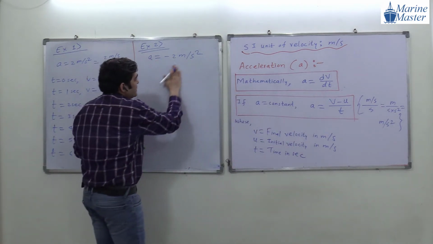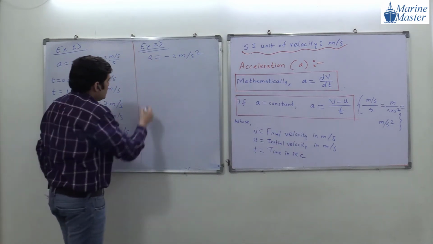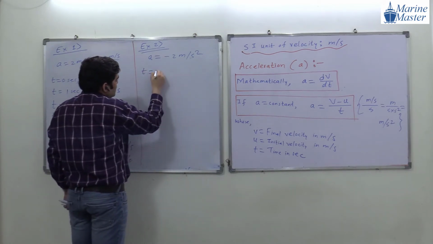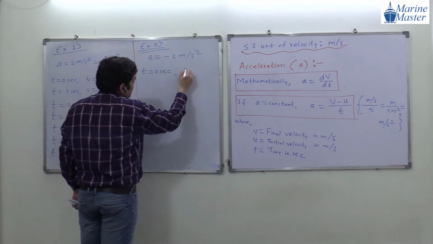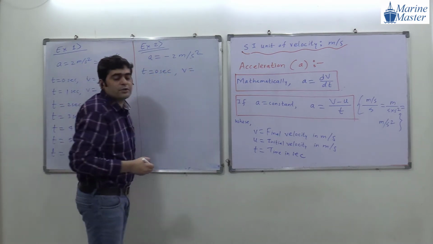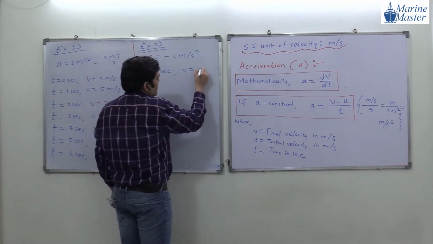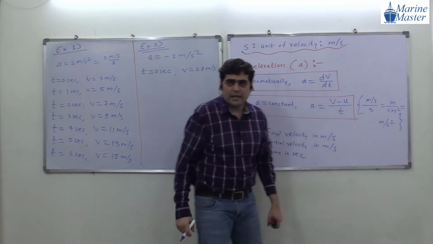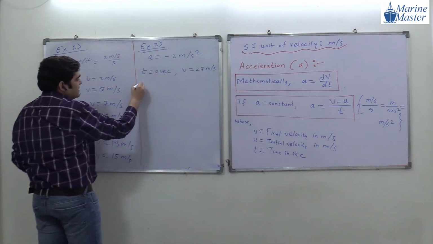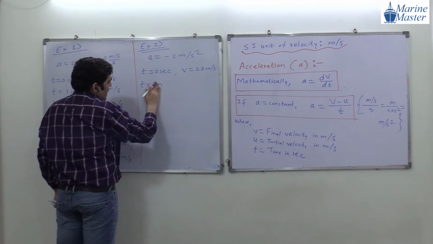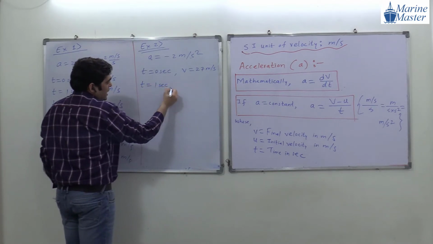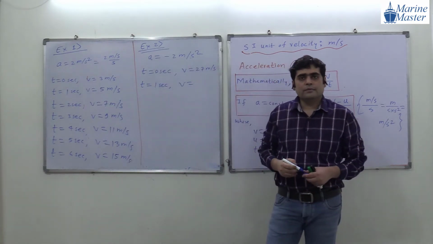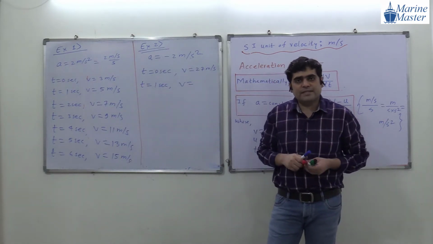So now again we will start our discussion. Suppose time is 0 second initially. When time is 0 second, suppose the initial velocity is 27 meter per second. Now guys, can you tell me after 1 second how much will be the velocity? After 1 second, how much will be the velocity? Anyone?